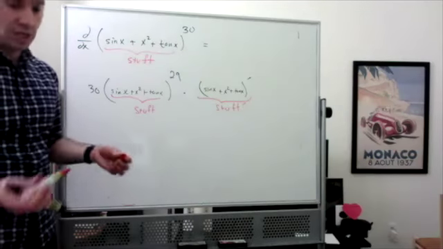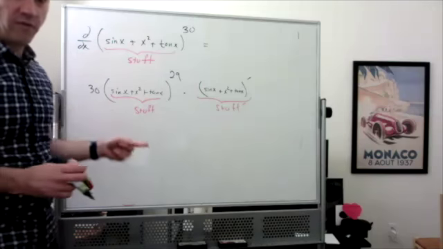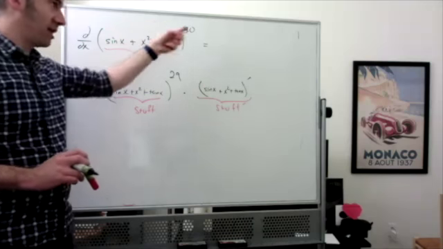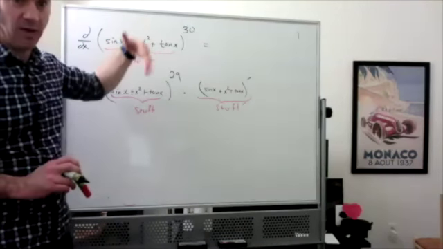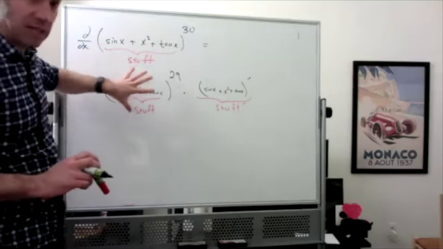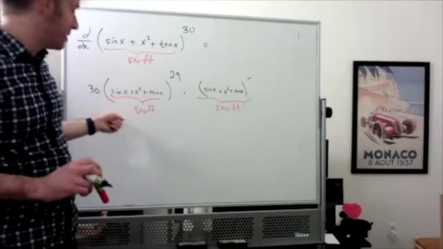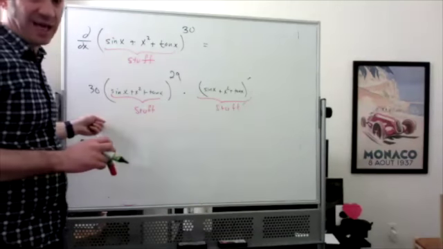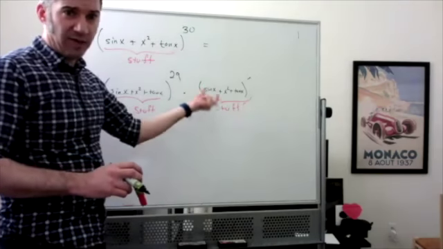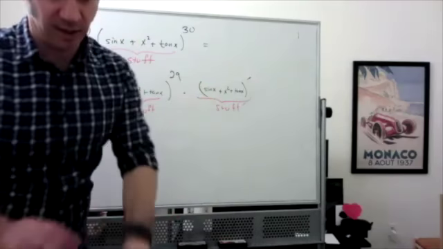That's always the gist. You leave the inside alone. You do the derivative of the outer function. The outer function here is something raised to the 30th power. So you differentiate that and get 30 times the insides, left alone, to one less power. And then since the insides were more complicated than just x, we have to multiply by the derivative of the insides. I haven't actually found that yet. All I've written here is the derivative of the inside. So now we should actually write it out.